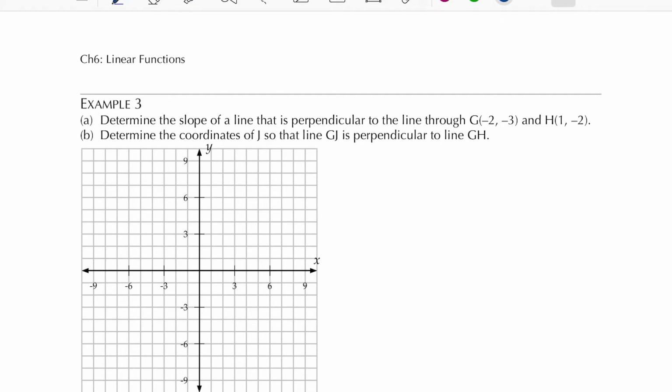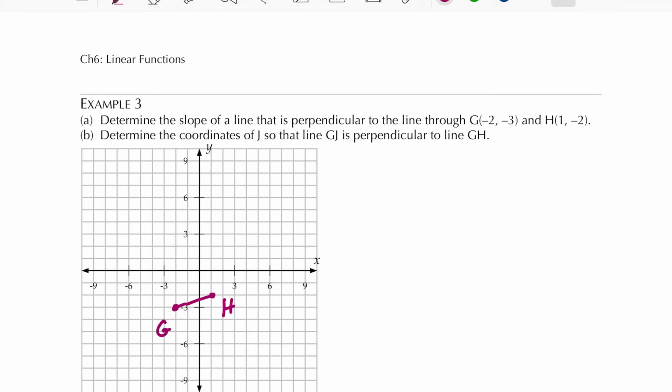Letter A. Determine the slope of a line that is perpendicular to the line GH. Okay, so we've got points G and H. So let's take a look at where G is. G is at -2, -3. That's right here. H is at 1, -2. Right there. There's G and H.